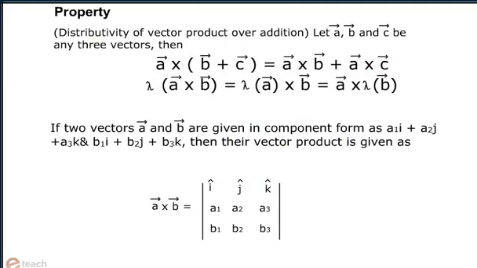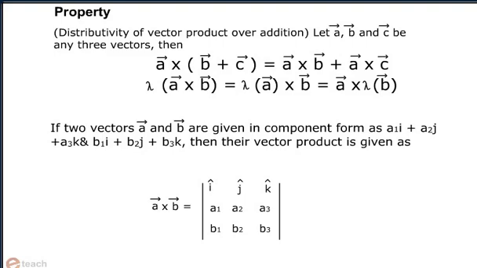Property: distributivity of vector product over addition. Let a vector, b vector and c vector be any three vectors. Then we have a vector cross b vector plus c vector equals a vector cross b vector plus a vector cross c vector. Also, lambda times a vector cross b vector equals lambda a vector cross b vector equals a vector cross lambda times b vector.